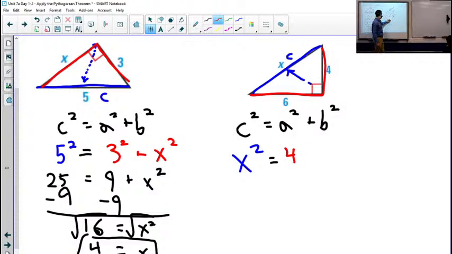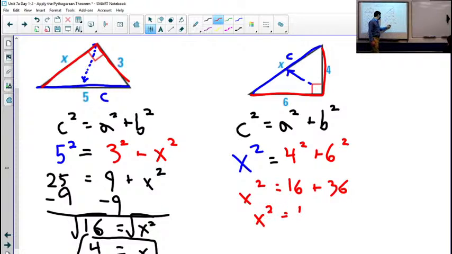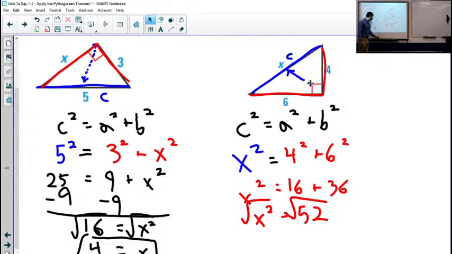I've got 4 squared plus 6 squared. So let's add those together very quickly. 4 squared is 16. 6 squared is 36. That is 52. And so we're going to undo squaring by taking the square root of both sides. All right.